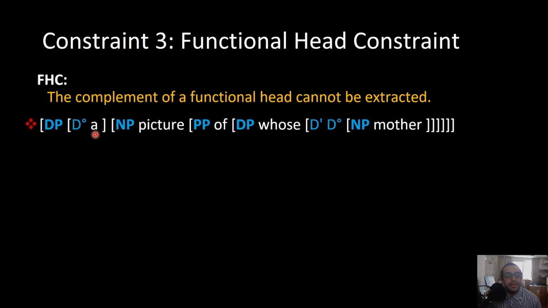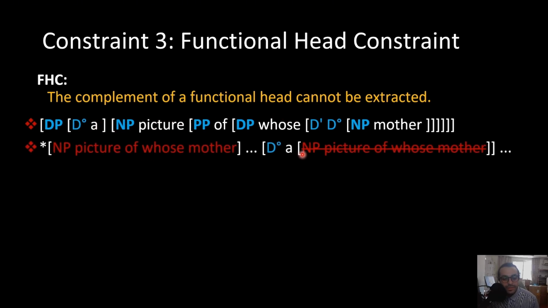A functional head is something like the head of a DP. DPs are considered functional phrases headed by a functional head, or the articles in English pretty much. So let's look at this sentence here: a picture of whose mother. So far it's fine. We're going to try two movements here. We're going to try to move the complement of the functional head, and see what happens.